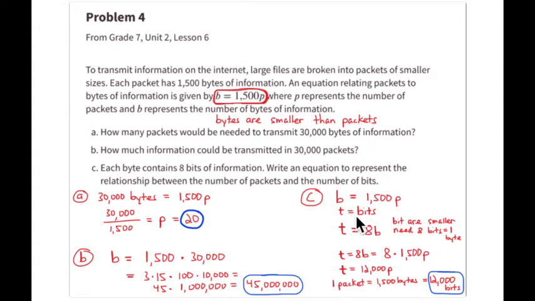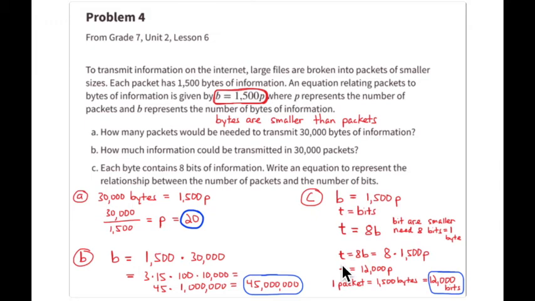Now t we're going to use for bits. And t, the number of bits, is equal to 8 times the number of bytes. If you have 1 byte, then you have 8 bits. So bits are smaller. So the number of bits to equal the same amount of information is going to be a bigger number. It's going to be 8 times whatever number of bytes you have.